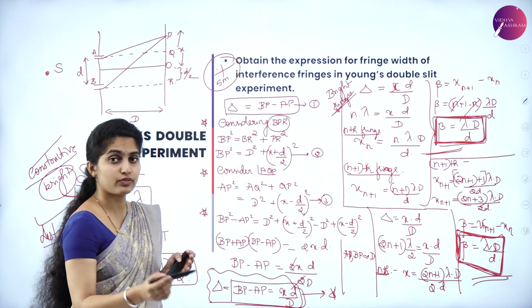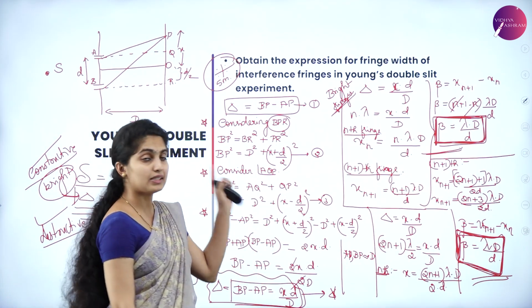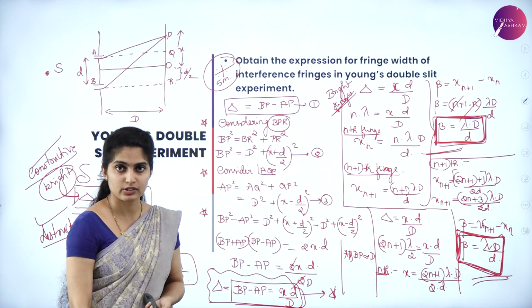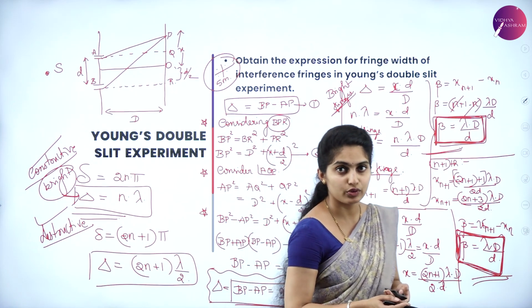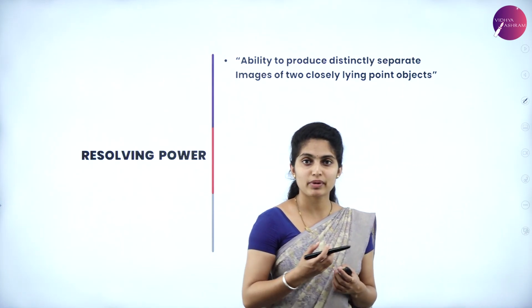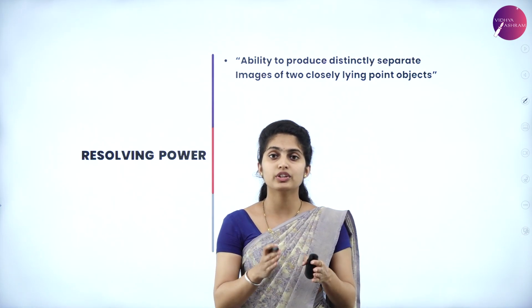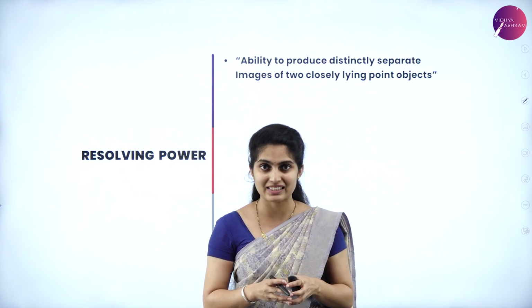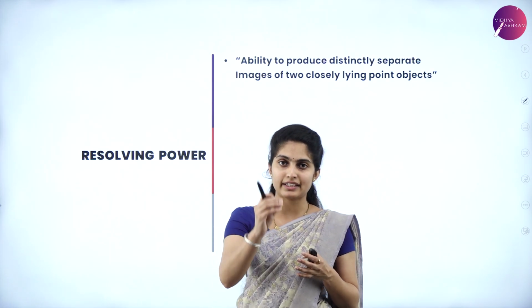Obtain the expressions for the fringe width of interference fringes in Young's double slit experiment, which is a 5 marks question. Having all this, let us move to the next topic, and that is resolving power. So what is meant by resolving power? In order to resolve two nearly placed particles, we need to have a clear image of it, a clarity for it.